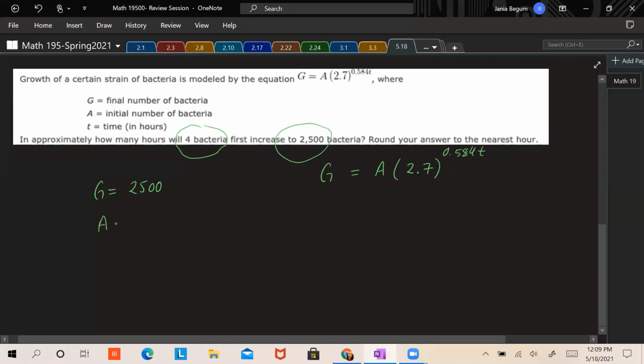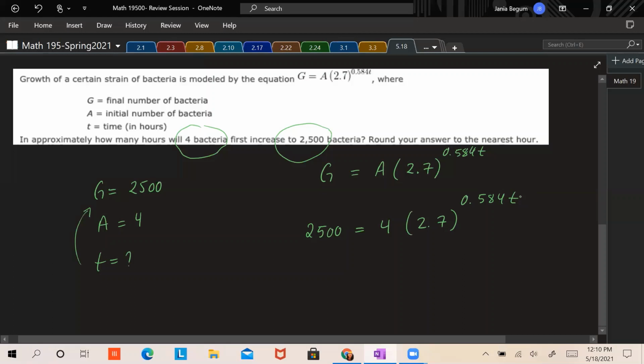So we're starting with A, which is 4. And we want to know what is the time that this will take place. So let's plug everything in. So we have 2,500 is equal to 4 times 2.7 to the power 0.584 t. Okay, so now I'm going to use my calculator too.